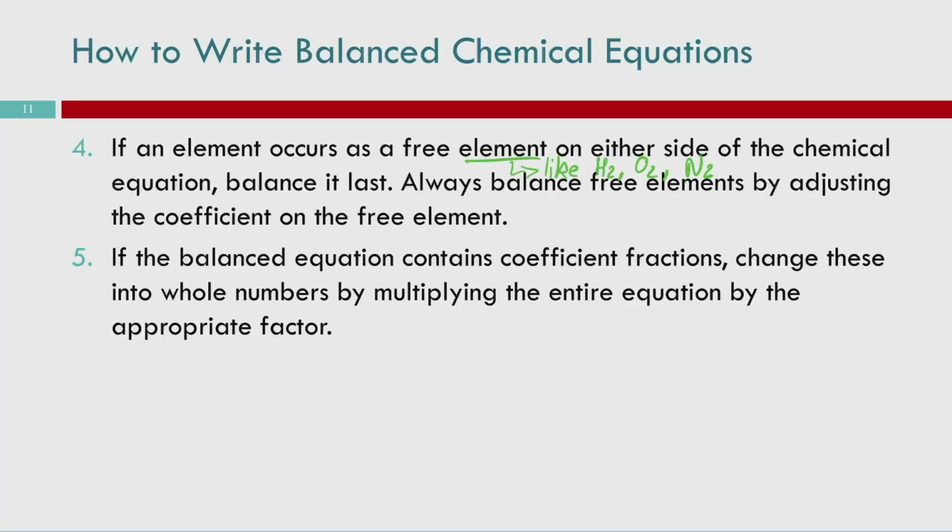And then this number 5 that we won't encounter much, but there are occasions where we will encounter it. If we have coefficient fractions, so if you've got a 1/2 or a 9/2 or a 4.5, which is the same as 9/2, we can change those by multiplying the whole equation by the appropriate factor. For all of these, we'd be multiplying by 2 to get rid of those.